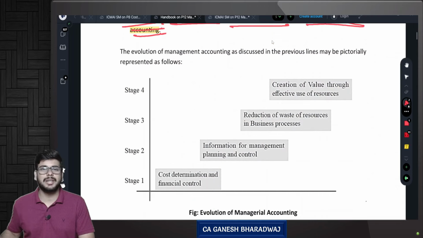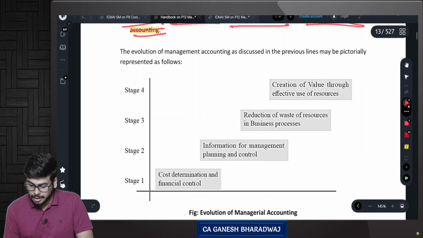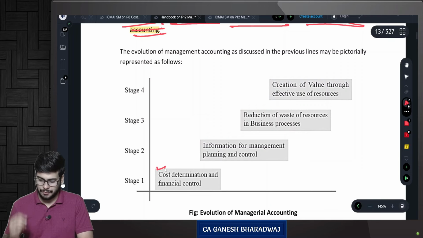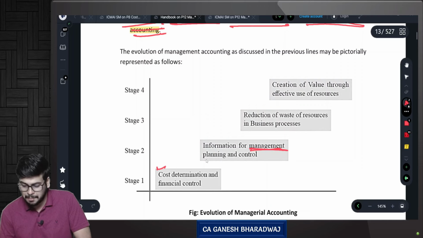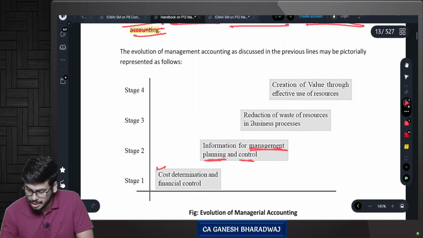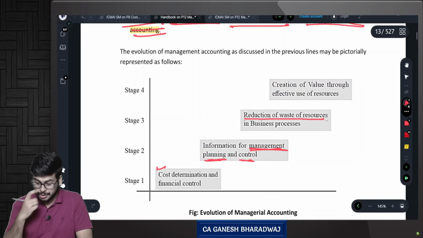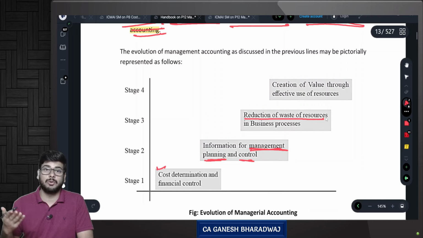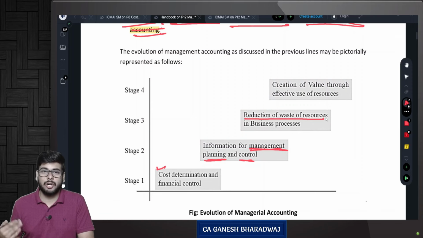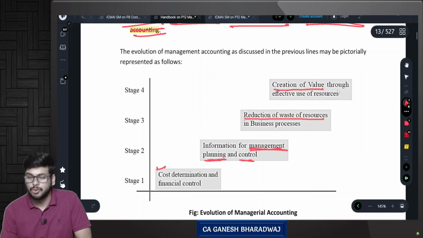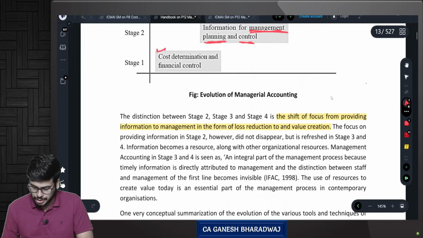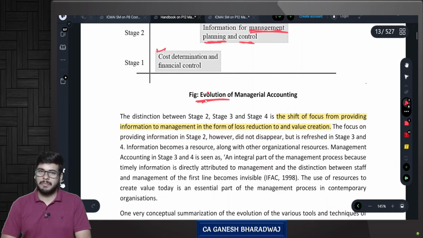So they have summarized this entire thing by way of a chart. Stage 1, cost determination and financial control. That was the focus. Stage 2, information for management, planning and control. That was the objective. Stage 3, reduction of waste of resources in the business process. That is what I told you, these value-added, non-value-added activities. And the final stage was the creation of value through effective use of resources. This is all about the evolution of managerial accounting.